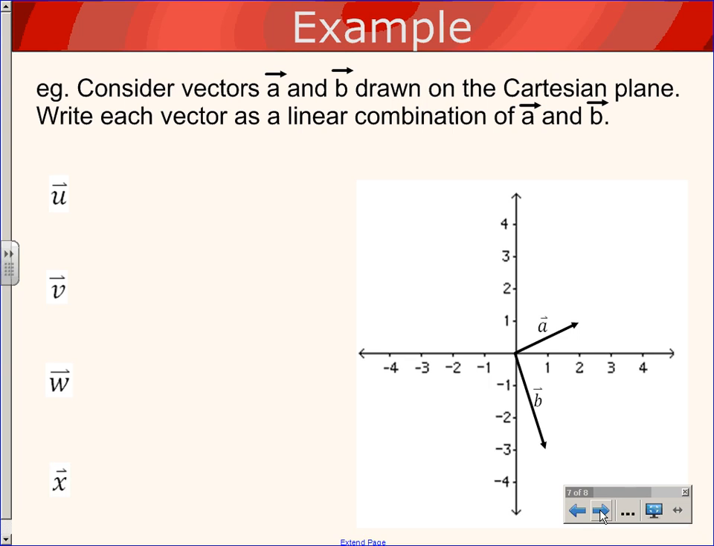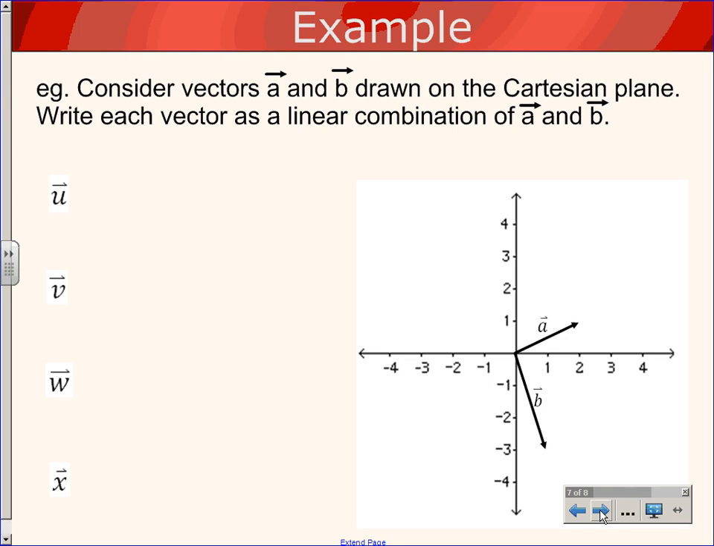It says consider vectors a and b drawn on the Cartesian plane. So I've got them drawn there. Write each vector, which I'm about to show you, as a linear combination of a and b. So first thing, it's important there. I'm assuming this is the first time we put anything on a grid. I've got vector a and vector b both starting right at the origin, and my intent is that vector a is ending at exactly the point (2, 1), and vector b is ending at exactly the point (1, -3). So I'm being really specific about where they are.